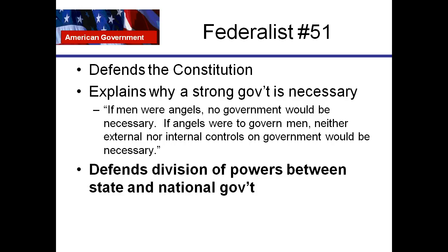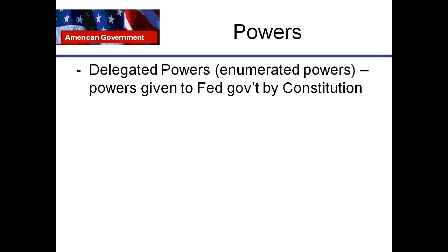So let's take a look at some of these powers. There are very specific types of powers that you need to know. You've got delegated powers, also called enumerated powers. These are powers given to the federal government by the Constitution. Much of these are found in Article 1, Section 8, which talks about the powers of Congress. Some of these powers are to coin money, to declare war, etc. If you look in Article 1, Section 8, you'll find a lot of delegated powers of Congress. These are powers given to the federal government by the Constitution.